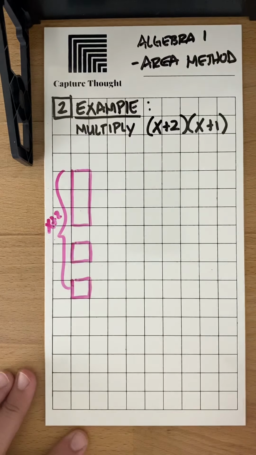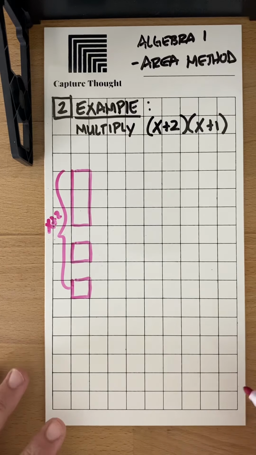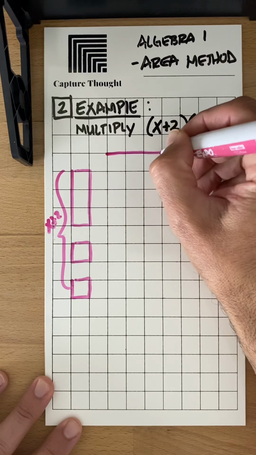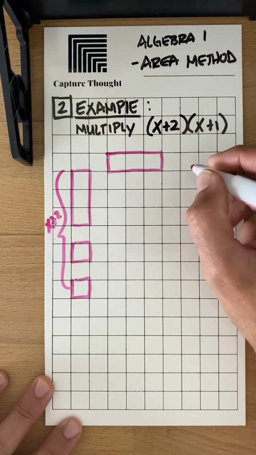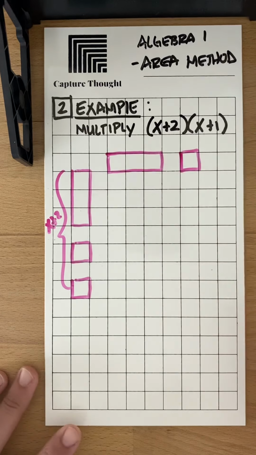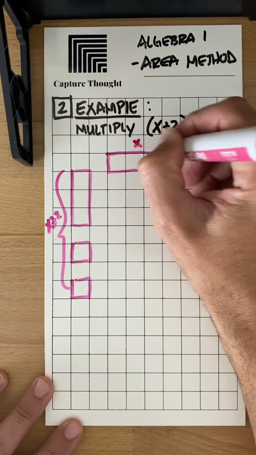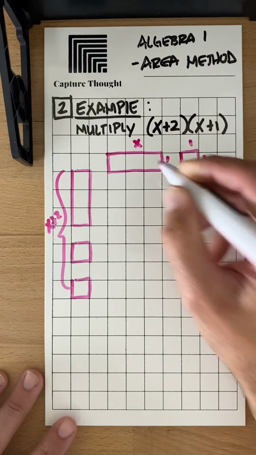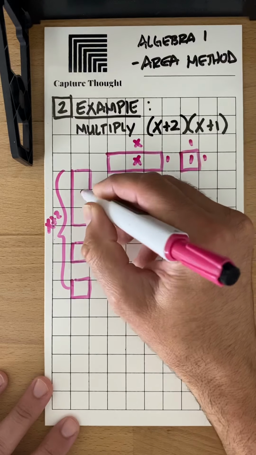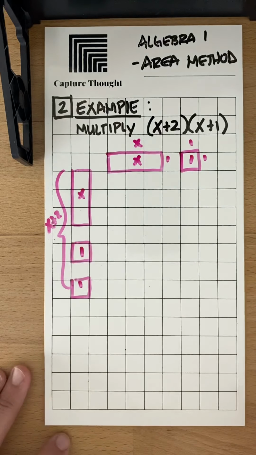You don't have to write the x plus 2, but you have to just remember that's what it represents. This one represents x plus 1. I'm going to make a box out of this. So this has a length x, and then 1, and then 1 and 1. So x, 1, 1 is x plus 2.